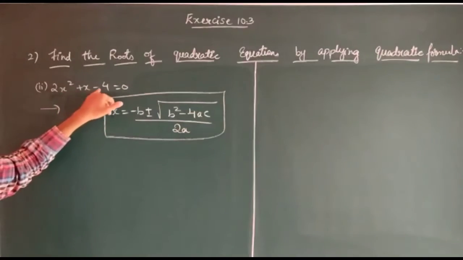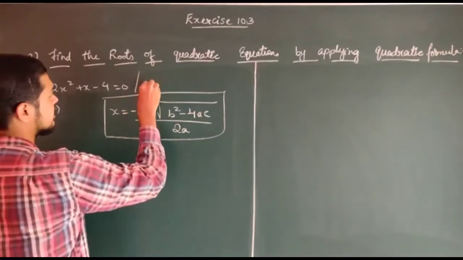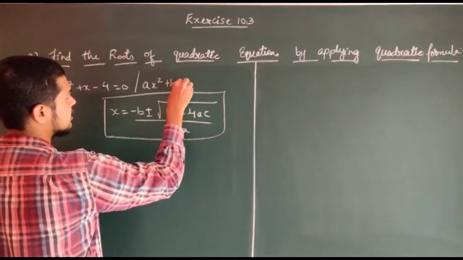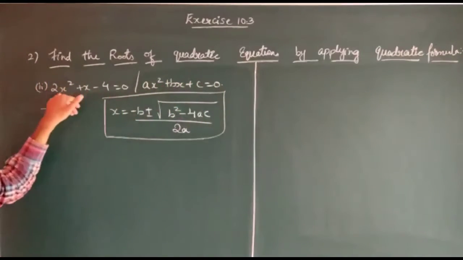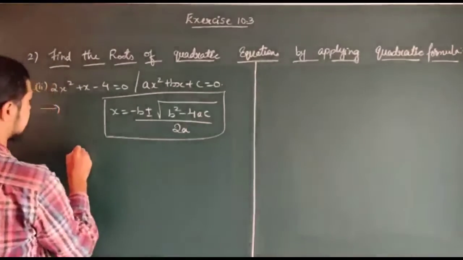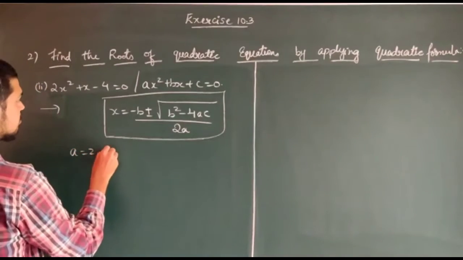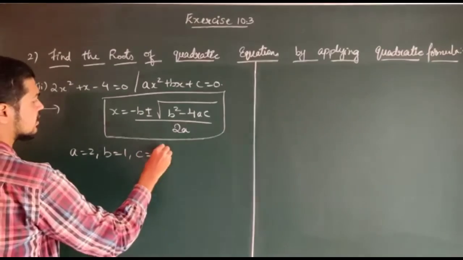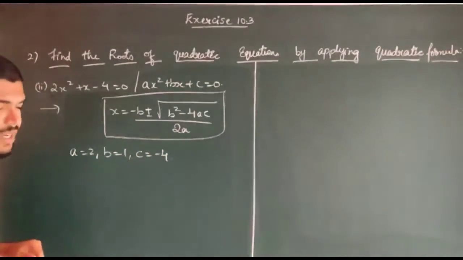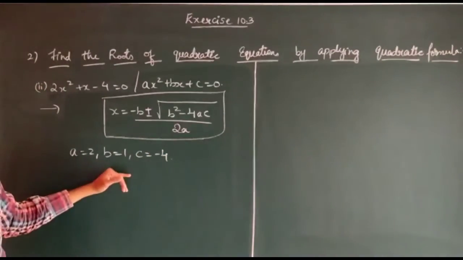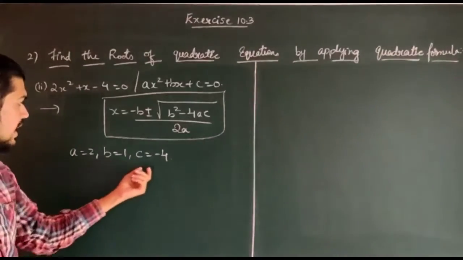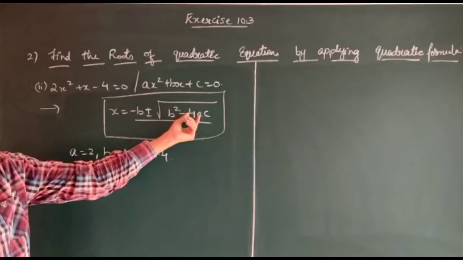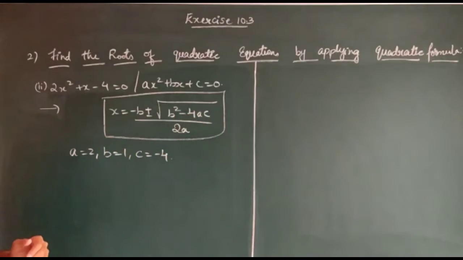Now just compare this with the general form, that is ax square plus bx plus c is equal to 0. If I compare this and this, what is a, students? a is 2, b is 1, c is minus 4. Just substitute the values of a, b and c in this formula. We will get the roots of the quadratic equation.